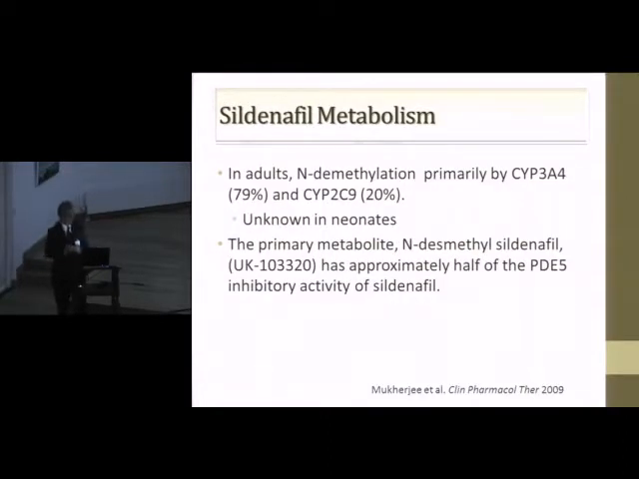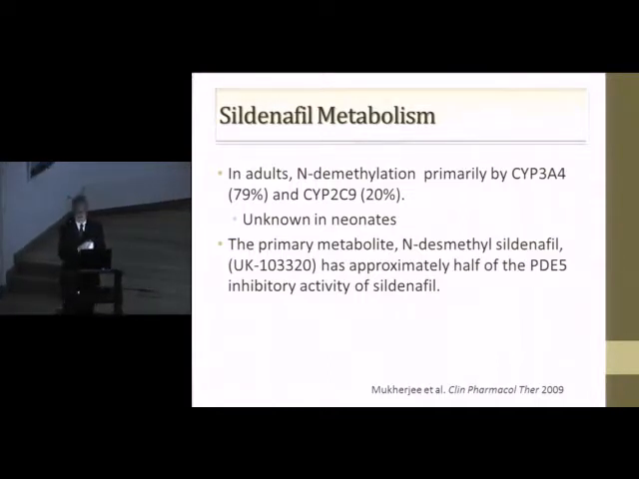How is sildenafil metabolized? Well, in adults, it's N-demethylation by the cytochrome P450 system, primarily 3A4, with some contribution of 2C9. We don't know what it is in neonates. The primary metabolite has approximately half the phosphodiesterase 5 inhibitory activity of sildenafil. So not only do you have parent compound with inhibitory activity, you also have the active metabolite. And again, how does that play out in neonates? And I don't think we really know.